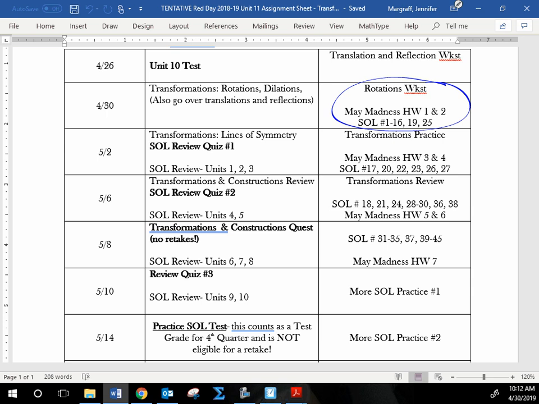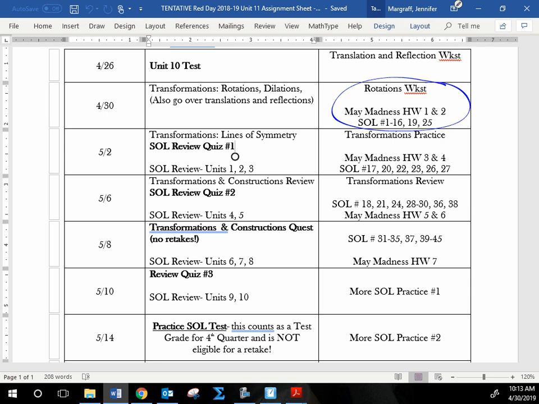So what I've done is I've gone through and I've written out which problems specifically to do that will pertain to units 1 through 3. So tonight for homework you'll be doing rotations and then basically reviewing material from units 1 through 3 with your SOL review May Madness. And then next class we will go over our homework. And then we will take an SOL review quiz number 1.